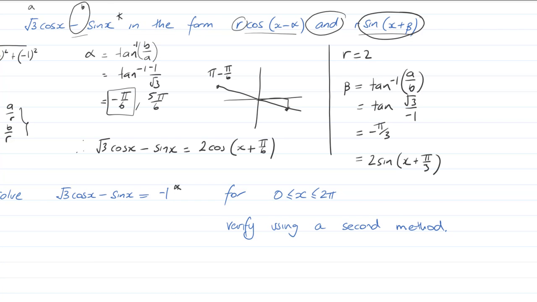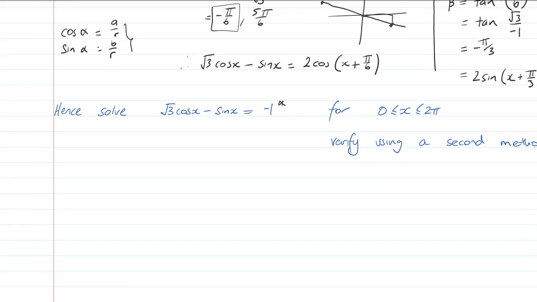Okay, now we can use this to solve root 3 cos x minus sine x equals negative 1, because we've transformed this now to be 2 cos of x plus pi on 6 equals negative 1, which means that we get cos of x plus pi over 6 is equal to negative 1 on 2. And if we do cos inverse of that, we get x plus pi on 6 is equal to, cos is negative in the second or third. It's going to give us a second quadrant answer to start with. Cos inverse of that is pi on 3, but the second quadrant is actually 2 pi on 3.